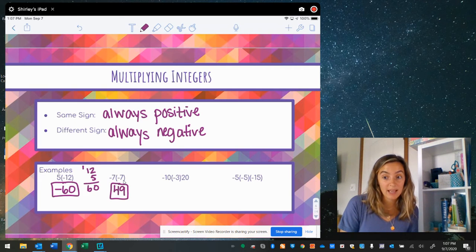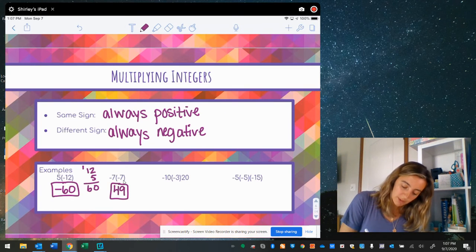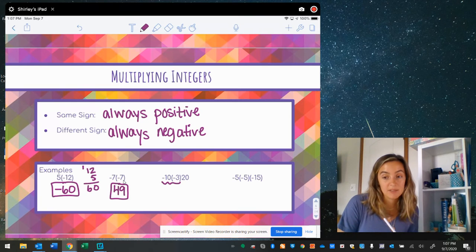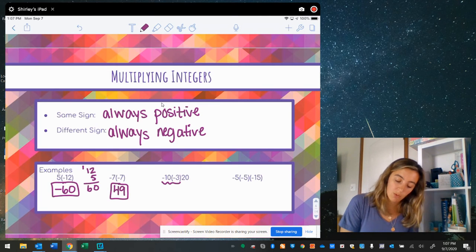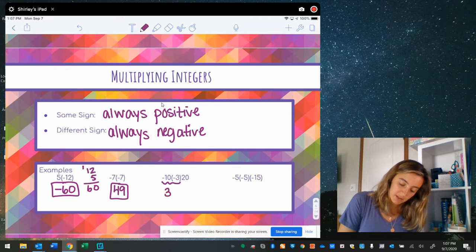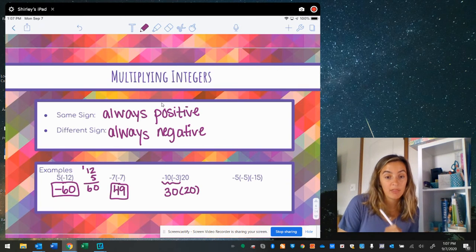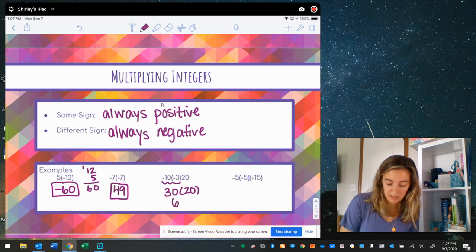For the next one, same as we did yesterday. If you have more than two numbers, just move right to left, taking two numbers at a time and simplifying them. So my first two numbers here, I have negative 10 times negative 3. Anytime your sign is the same, your answer is always going to be positive. So that's going to give me positive 30, and then I'm going to bring down that 20 because I didn't use that yet. 30 times 20 gives me 600.